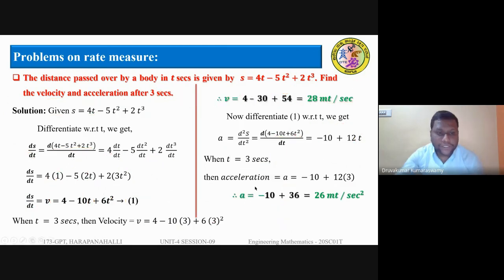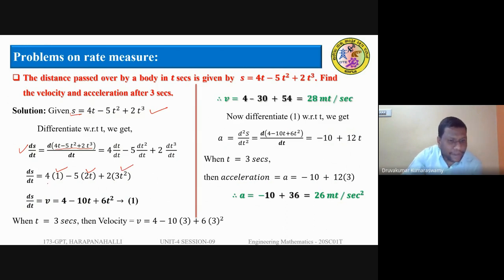Okay, so first, what have they given? They are given s is equal to 4t minus 5t square plus 2t cube. Now to find velocity, first differentiate displacement with respect to t. So ds by dt, where s is 4t minus 5t square plus 2t cube. So 4 into dt by dt minus 5 into differentiation of t square with respect to t plus 2 into differentiation of t cube with respect to t. We write it separately by applying the sum rule. Then differentiation of t with respect to t is 1, of t square is 2t, and of t cube is 3t square.